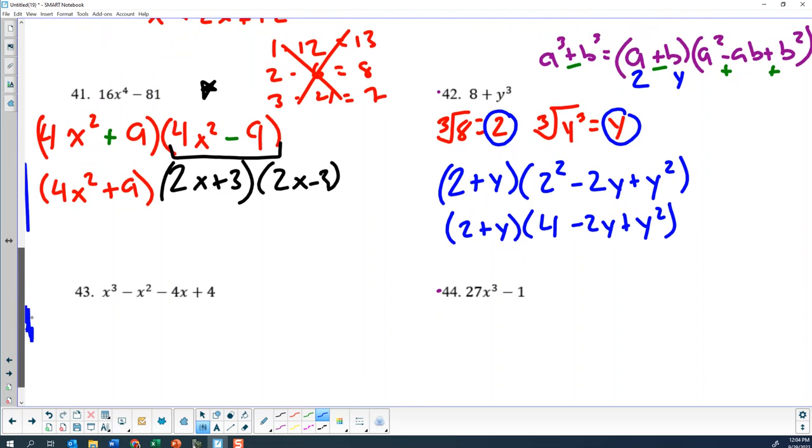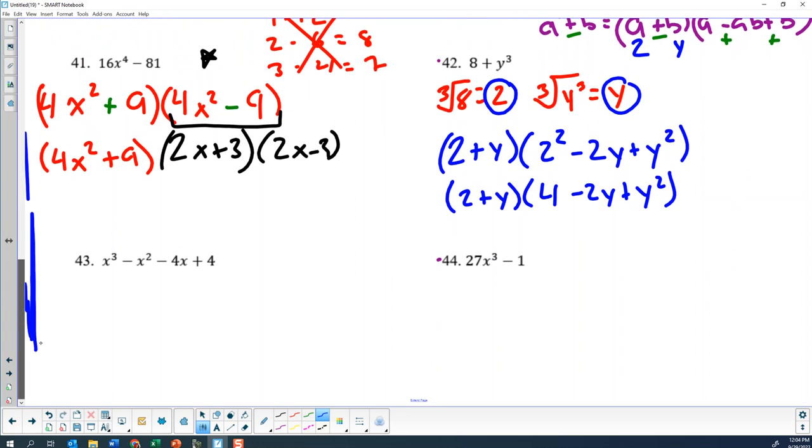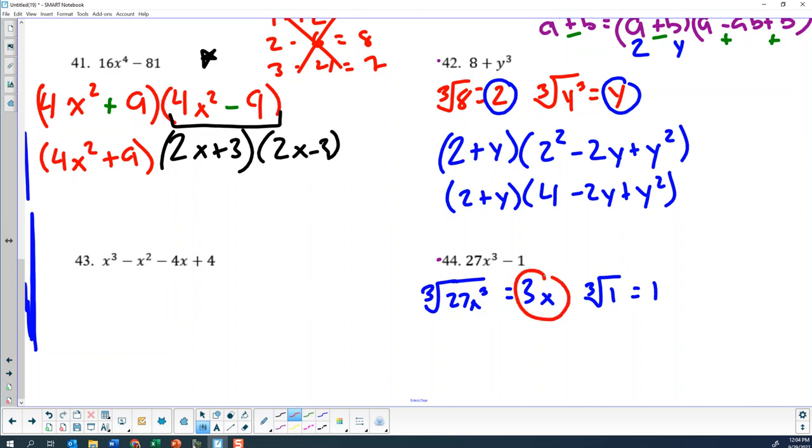And while we're at it, we'll do number 44. The cube root of 27x cubed is 3x. The cube root of 1 is 1. So the two numbers you're using are 3x and 1. This is subtracted, so we're going to start with 3x minus 1.